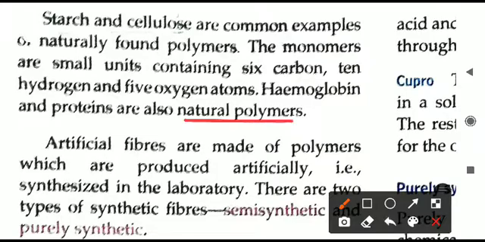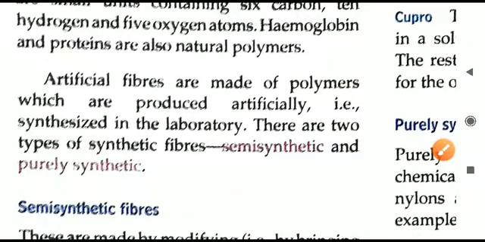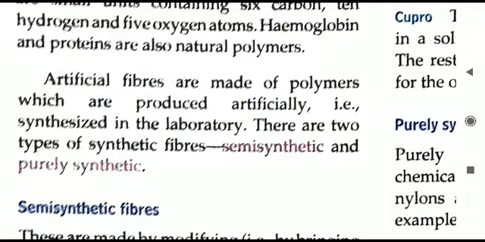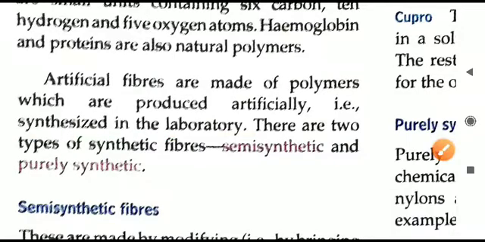Other examples of natural polymers are hemoglobin and proteins. They are also natural polymers. But what about the artificial ones? When we talk about artificial fibers, they are also made by polymers which are artificially produced. When we say the word artificial, it means they are synthesized in the laboratory.